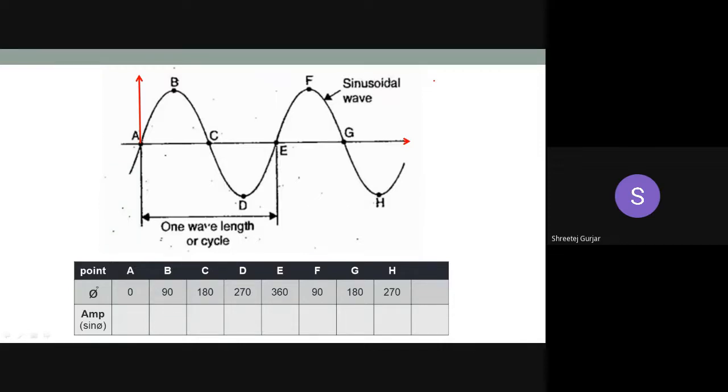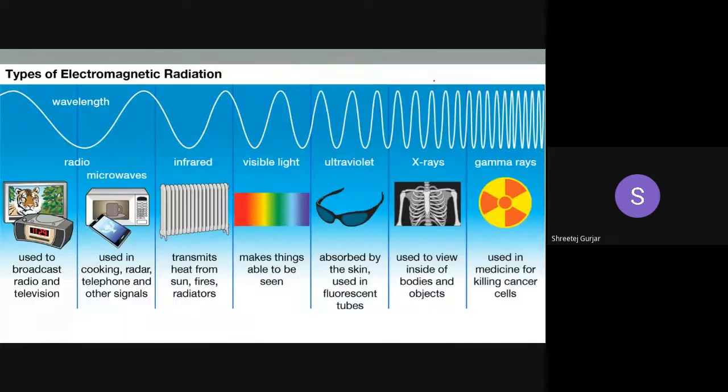Okay, so moving on after this, coming to the electromagnetic spectrum. You can see I've shown you a wave over here at the top. The wave is representing the wavelength.